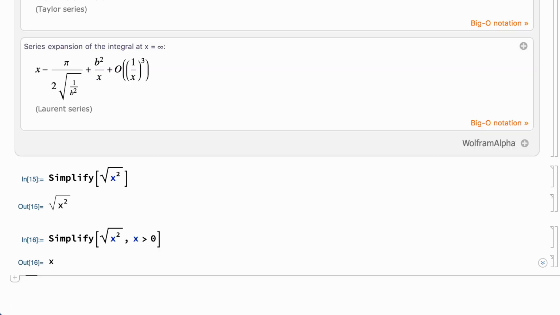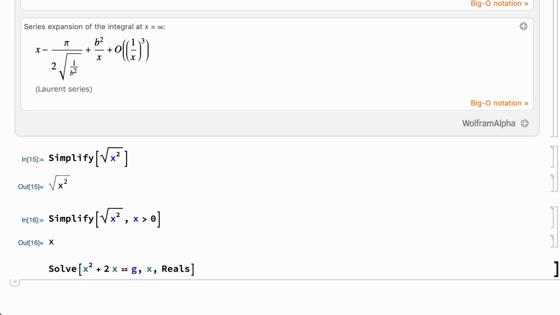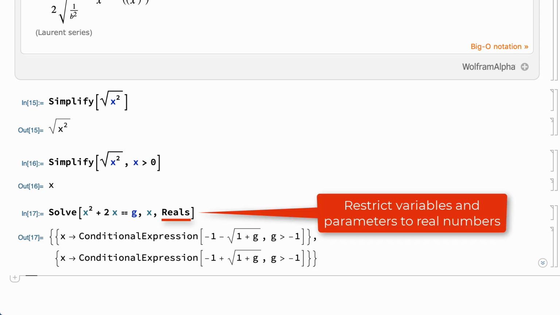Assumptions about symbolic parameters can also occur in output. Here, for example, is a result from Solve with solutions for a quadratic equation. The special symbol Reals is included as the third argument in Solve to specify that the symbols x and g in the equation and the solution are real numbers.